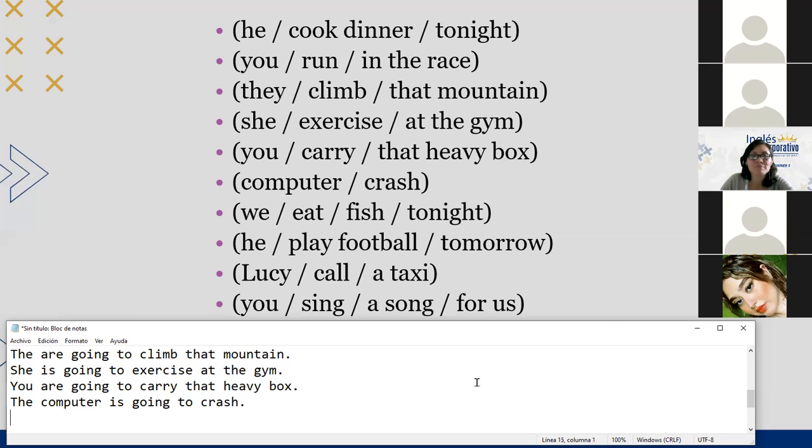We are going to eat fish tonight. Muy bien. We are going to eat fish tonight. Muy bien. Thank you. Okay, very good. Who's next? ¿Quién sigue?